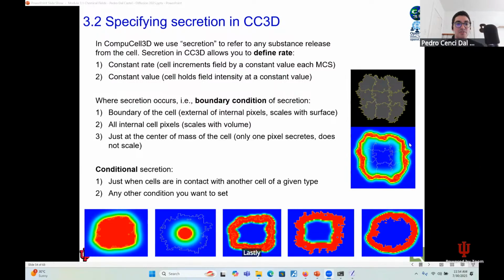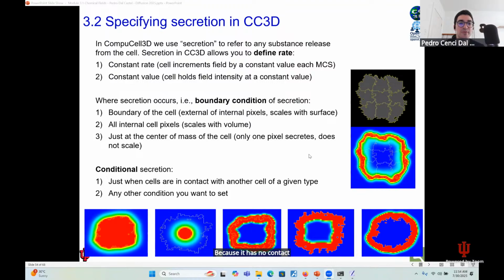Lastly, you can also set conditional secretion. For example, let's say your cells just secrete a material when they are in contact with another cell of a given type. This is what these two snapshots show. Here I'm setting conditional secretion of the cells in contact with medium. You can see that only at the borders with medium, the material is being created. And this cell, exactly this cell here in the middle, is not secreting anything because it has no contact with medium.